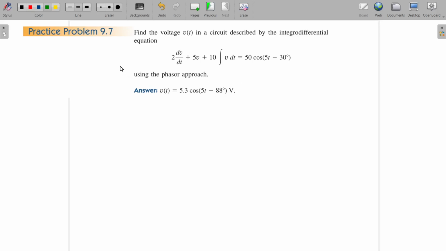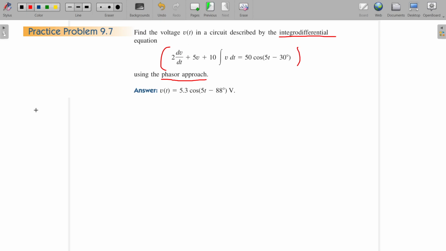Everybody. Now we are going to solve a problem from Fundamentals of Electric Circuits by Alexander and Sadiku, 5th edition. This is practice problem number 9.7, and we are asked to find the voltage in a circuit described by the integrodifferential equation using the phasor approach. So we are going to use this phasor approach, and this is your equation, that is the integrodifferential equation.